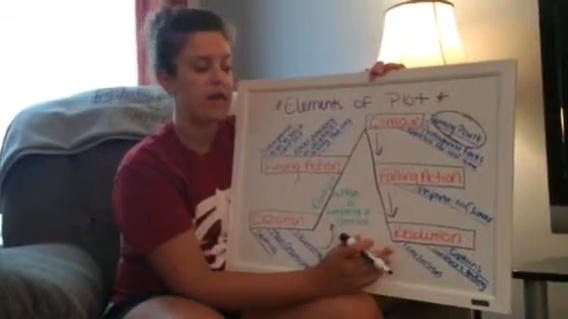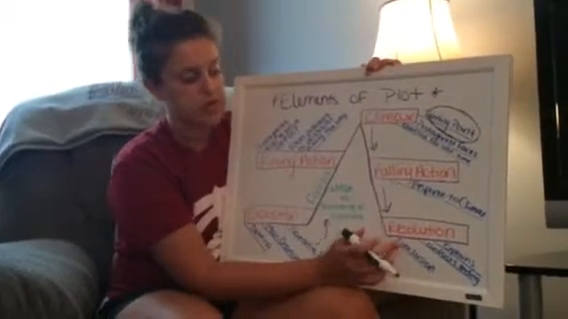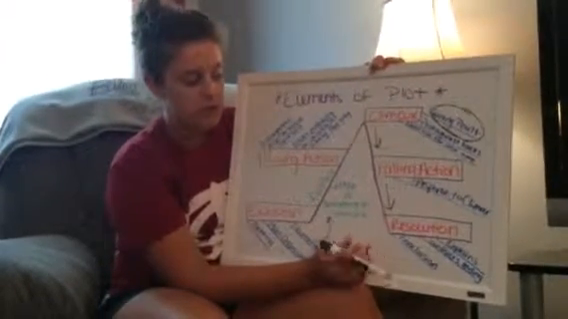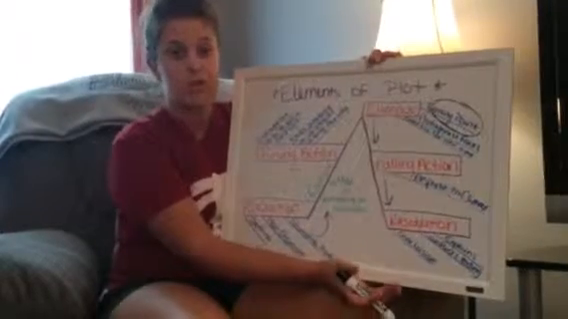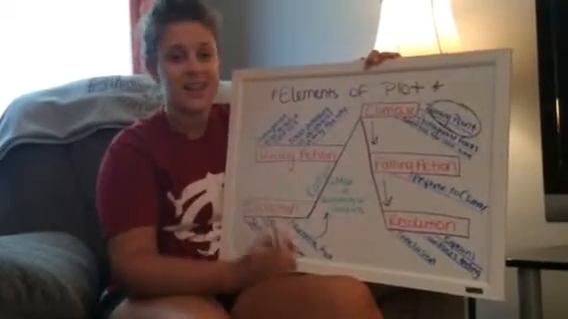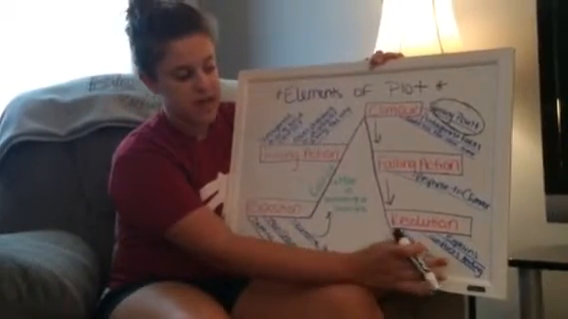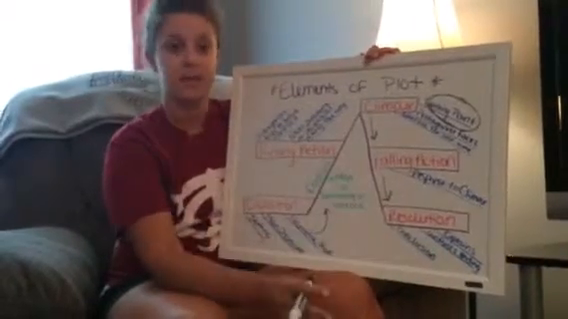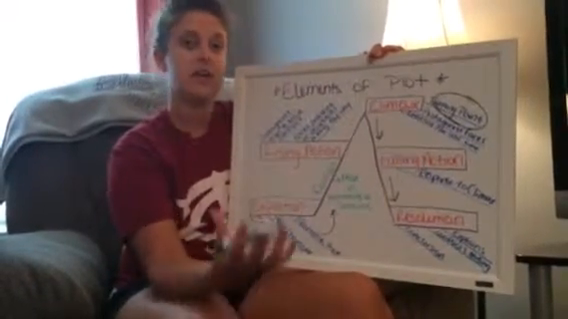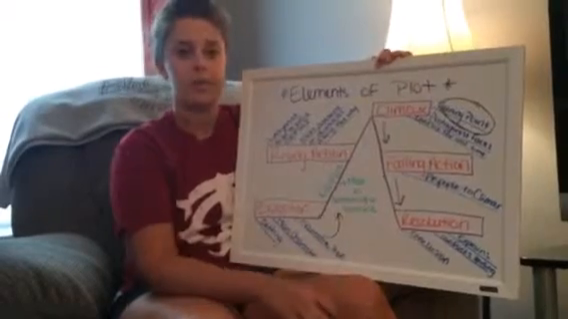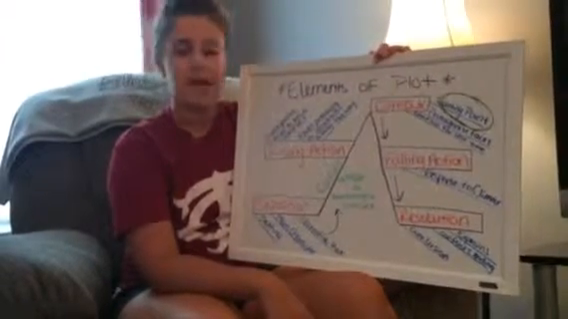So once we get to the very bottom of the plot mountain, we've reached the resolution. And in the resolution, this is also known as the conclusion, everything is tied together and it explains how the conflict is ended. So again, was it a positive ending? Was it a negative ending? What happened to our main characters? And that's the elements of plot.